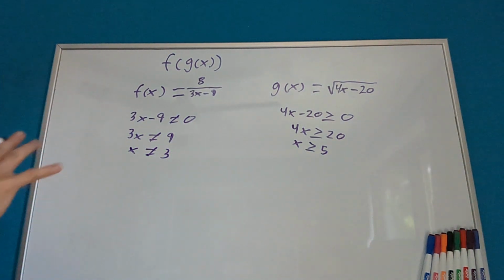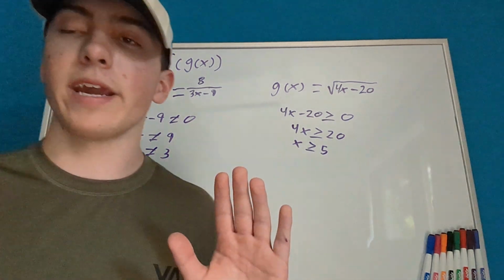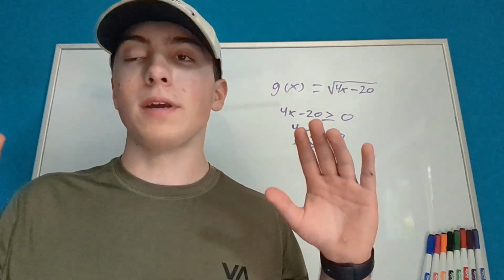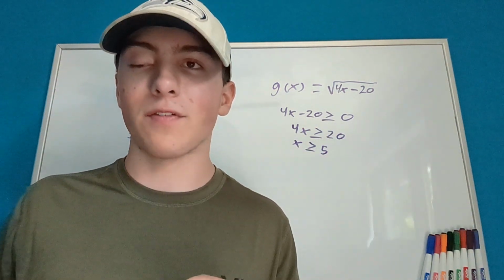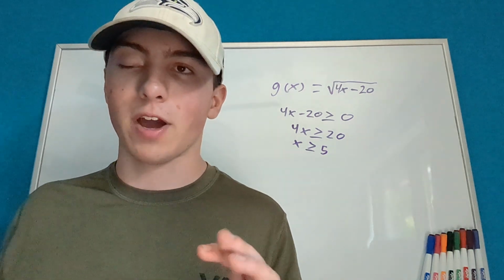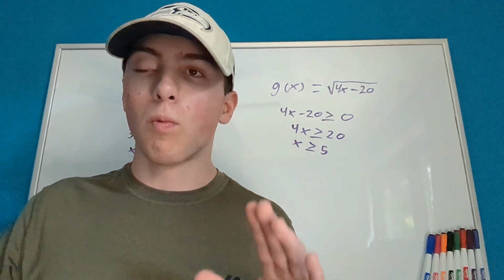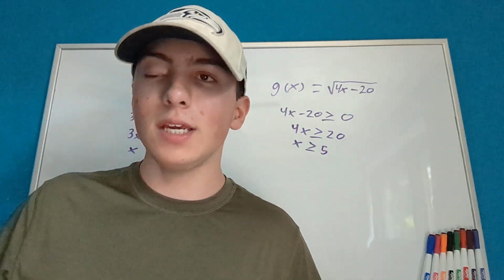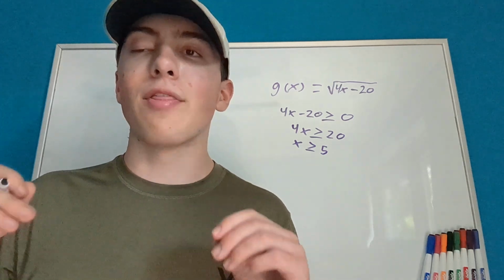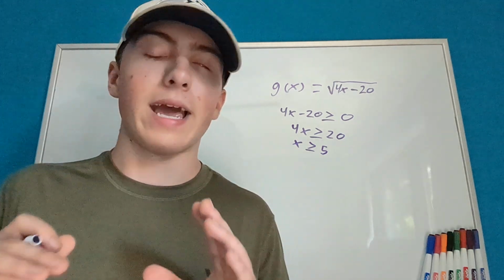Now, you might say, okay, good, we're done. But we're not done. We can't just say x cannot equal 3. We could do that if we were just working with f of x, but we're working with f of g of x. So we have to say, okay, well, what x value in g of x would give us 3? And then we exclude that x value.